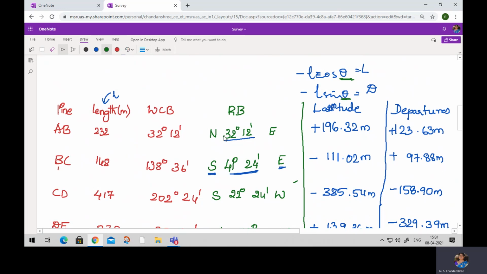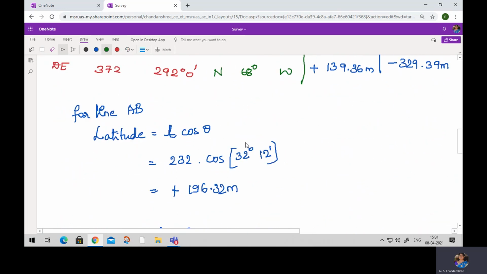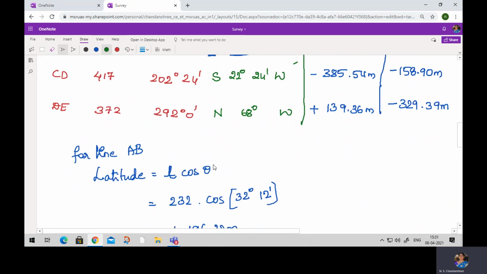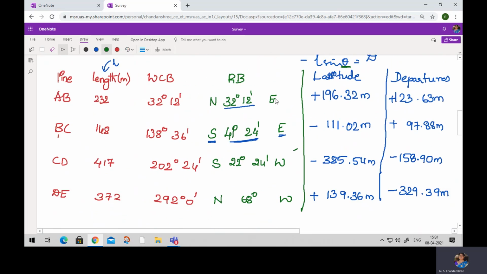So we don't have south here. You cannot have a quadrant like a north-south quadrant. It is northeast, southeast, southwest or northwest. So the theta value is 32 degrees 12 minutes, and when we calculated, we got the answer as 196.32 meters. Because this lies in the northeast quadrant, both latitude and departure will have positive sign.